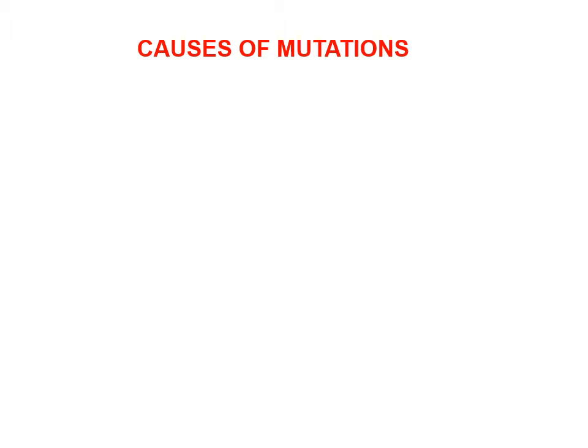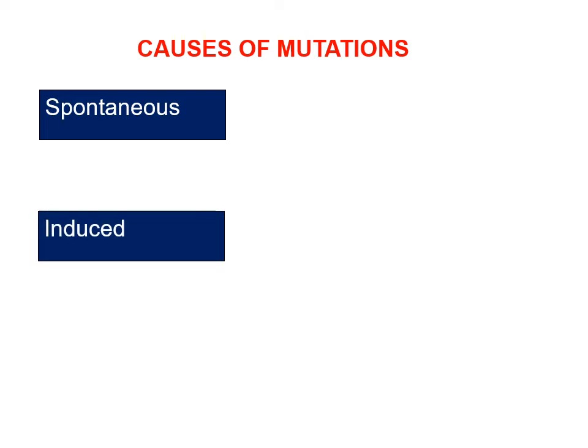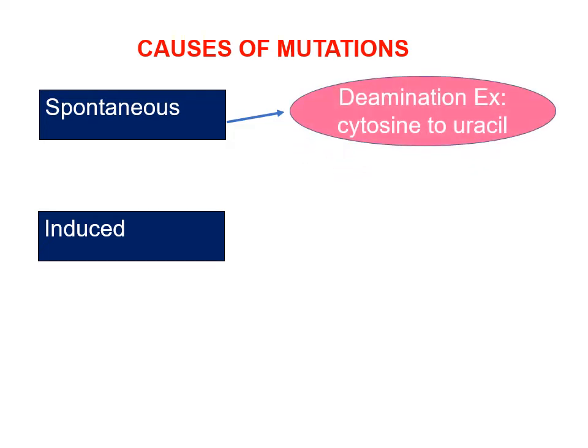Coming to causes of mutations, mutations can be spontaneous or they can be induced. So spontaneous mutations occur at a rate of about 10 to the power of minus 7 to 10 to the power of minus 6 per cell per generation. Spontaneous mutations include deamination of the bases. For example, deamination of cytosine can result in the formation of uracil. Similarly, deamination of adenine can result in the formation of hypoxanthine. Now, this uracil and hypoxanthine, even though they are normal bases, their presence in the DNA is abnormal.